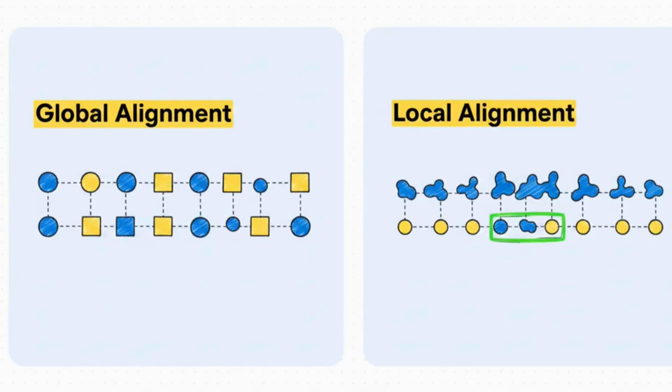Okay, to really get a handle on this, let's put it side by side with global alignment. Think of global alignment like Needleman-Wunsch as trying to line up two sequences from start to finish, the whole shebang. It's great if they're pretty similar overall, but local alignment, it's on a totally different mission. It doesn't care about the whole sequence. It's just laser focused on finding that one single best matching part, and it just ignores all the rest.